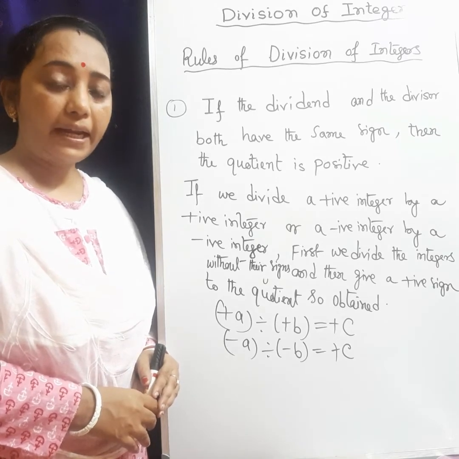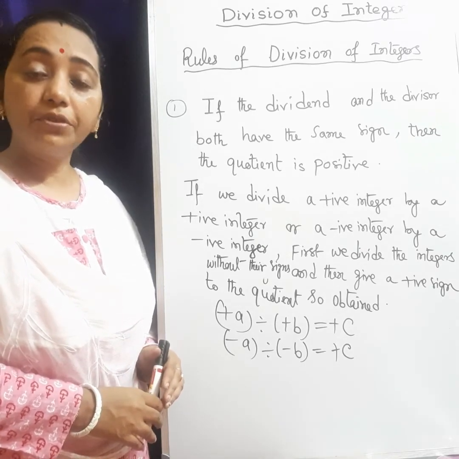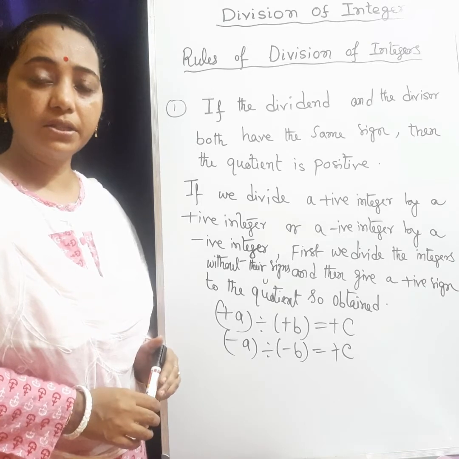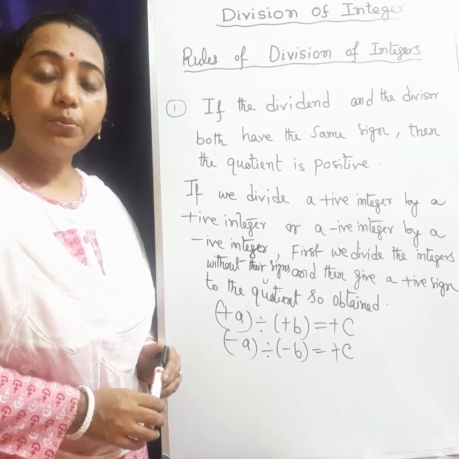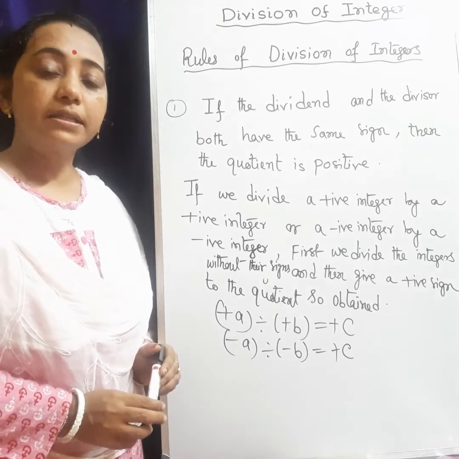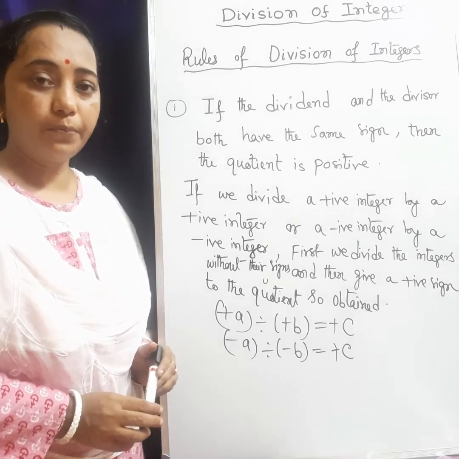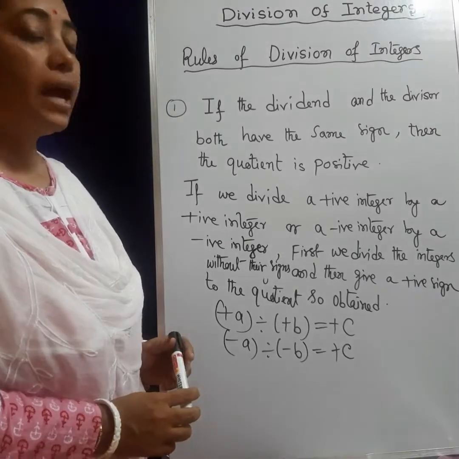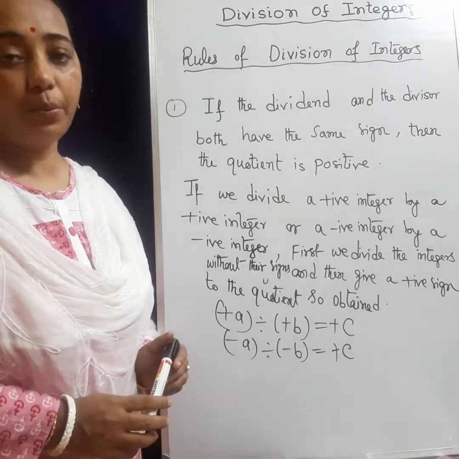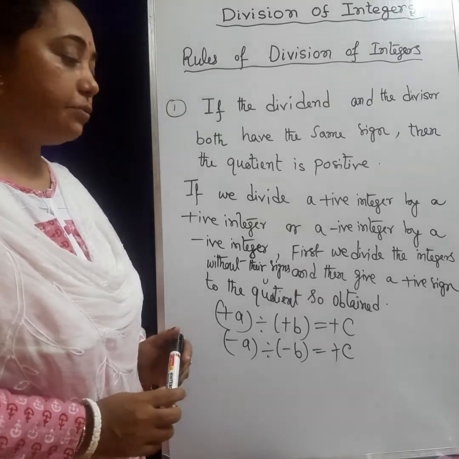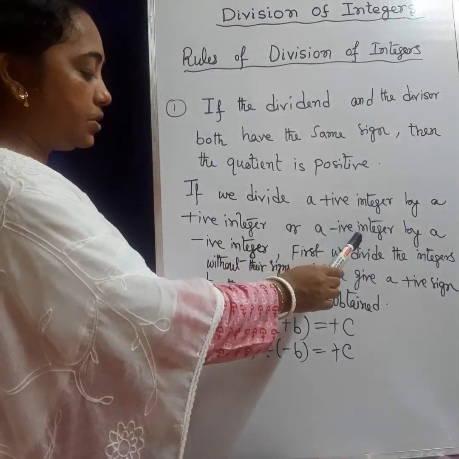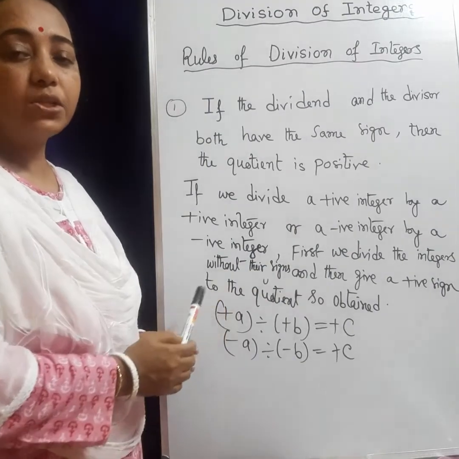When we divide an integer by another integer, if the dividend is completely divisible by the divisor, then we get the remainder 0. In that case, the sign of the quotient will depend on the sign of the dividend and the divisor. For example, if the dividend and the divisor both have the same sign, then the quotient is always positive. If we divide a positive integer by a positive integer or a negative integer by a negative integer, what will we do?